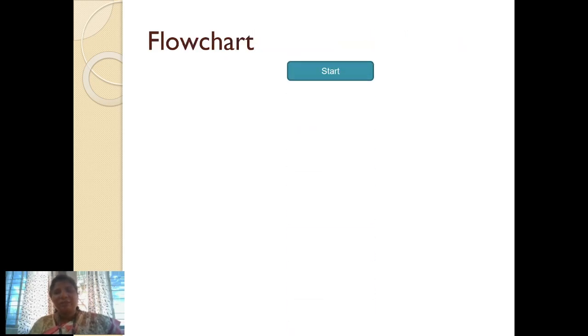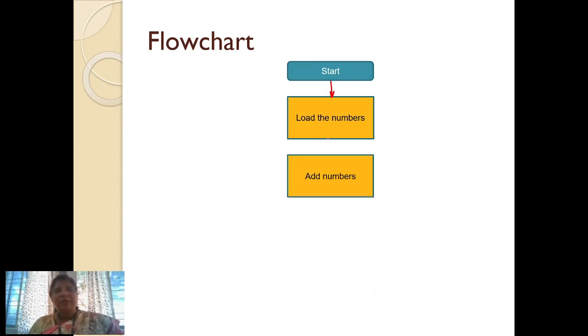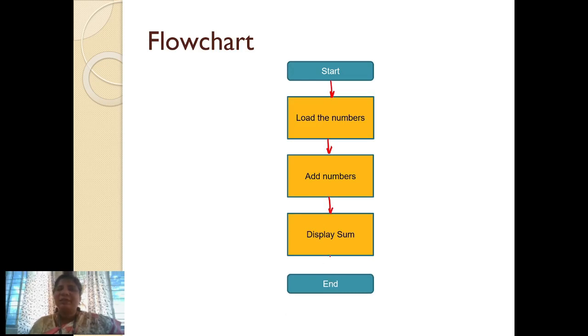The same thing we will show in the flowchart. First we start the program, then we load the numbers, whatever numbers we have, then these two numbers will be added, and then we display the result, and then we end the program. You see here how many blocks there are. We will consider each block one by one, and then write the instructions.